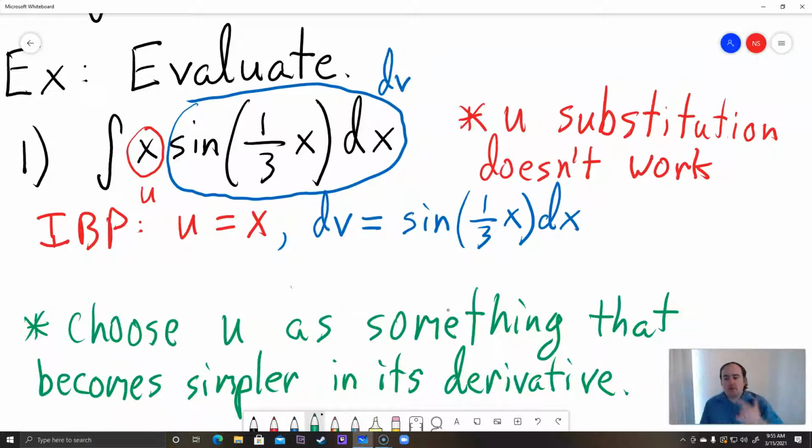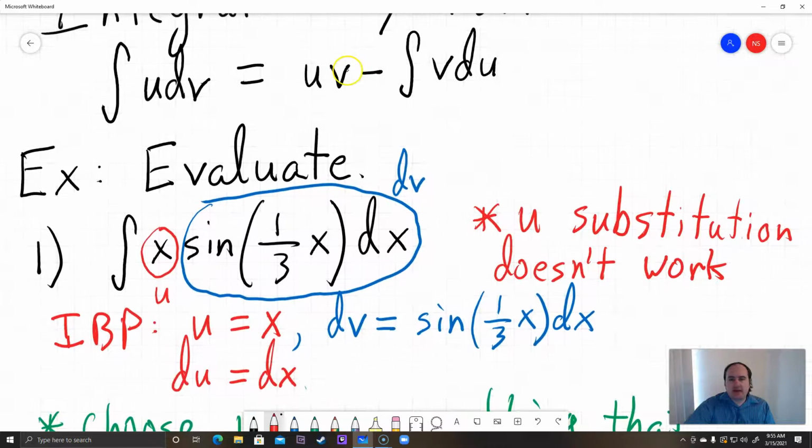So here, because u equals x, that means du is going to equal dx. And as you can see, dx is a lot simpler than just x, right? Because x is what's making this integral so hard. So when we chose it to be u, now it's just going to be dx, which is going to be a lot simpler.